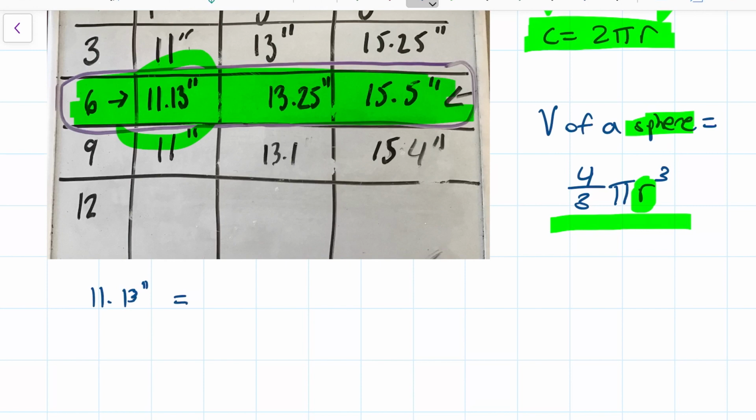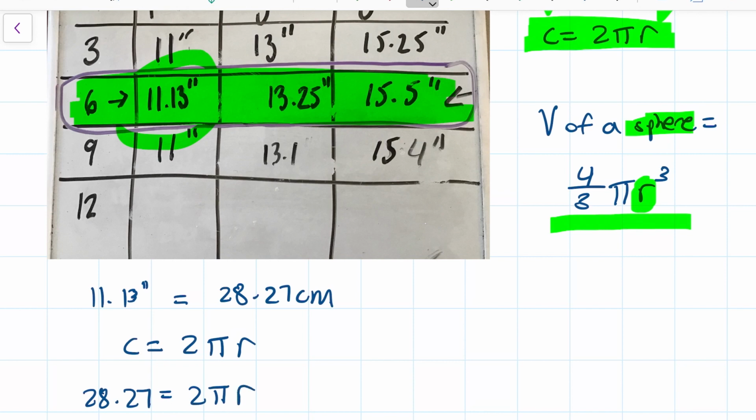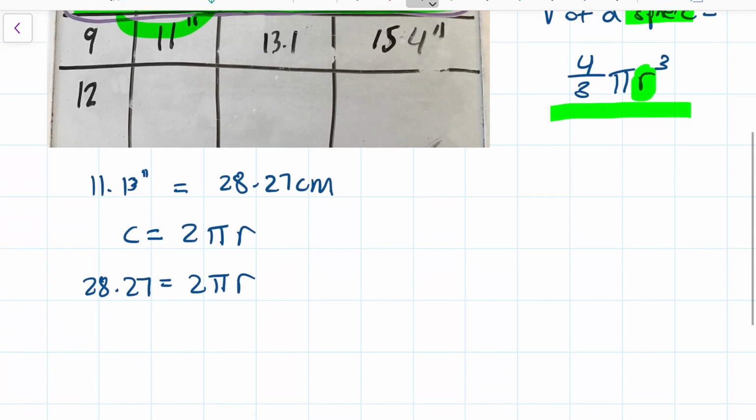We don't want inches. If we convert that to centimeters, we get 28.27 centimeters. And the conversion of that takes us all the way back to chapter 2, and I'm not going to rehash that right now. Then, this is now our circumference, so we're going to plug it into our circumference formula to find out the radius of that balloon, the radius of that sphere. So you go ahead and you write 28.27 equals 2 pi r.